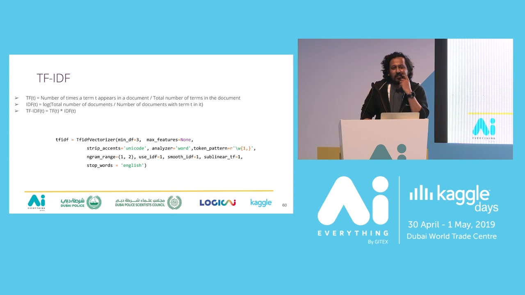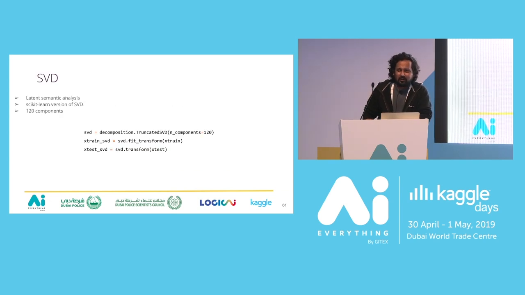Then we have SVD, which is also known as latent semantic analysis. This feature is the decomposition on TF-IDF features. What I usually do is take 120 components, or you can start with 60, 80, depending on how much you can accommodate in your memory. But more than that, it's not useful.